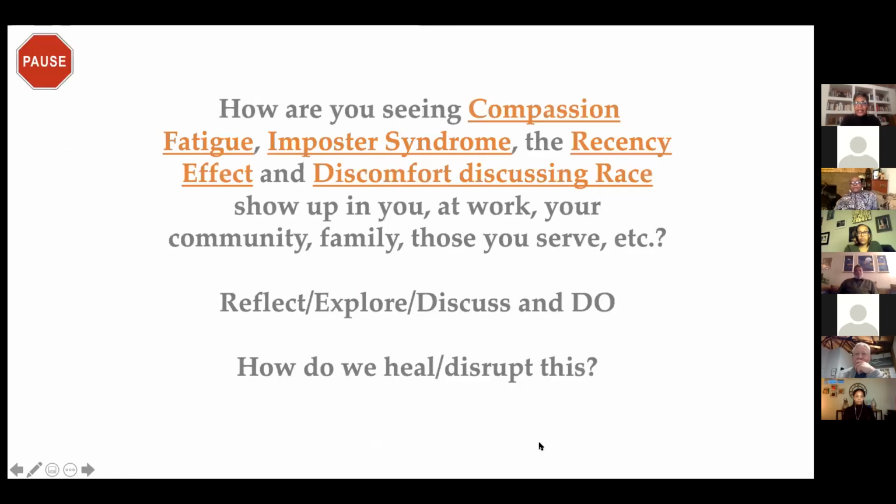So here's a little bit of homework for you. Sorry, you've got homework. I want you to be thinking about how you're seeing the things that I've talked about show up. I want you to talk about how you've seen compassion fatigue show up and imposter syndrome. How is recency effect and discomfort discussing race showing up? And I want you to start with you. You have permission to be selfish. How's it showing up in you first? And then I want you to think about everything around you.